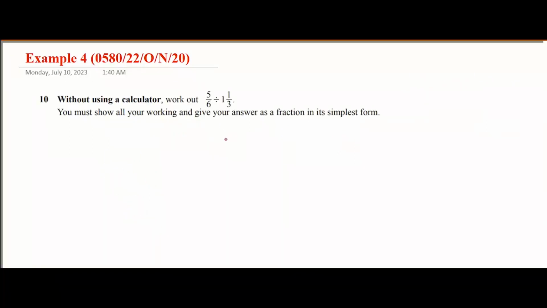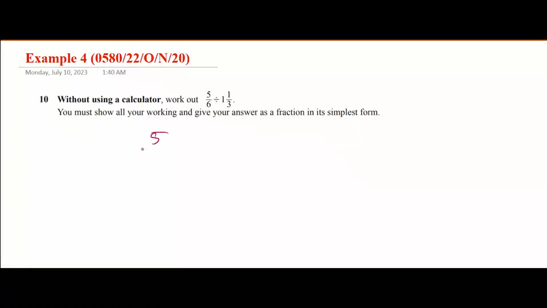So this is the fourth one, and we are to work out, without using a calculator, 5 out of 6 divided by 1 whole, 1 out of 3. You must show all your working and give your answer as a fraction in its simplest form. So the first thing we need to do is to write this mixed fraction as an improper fraction.